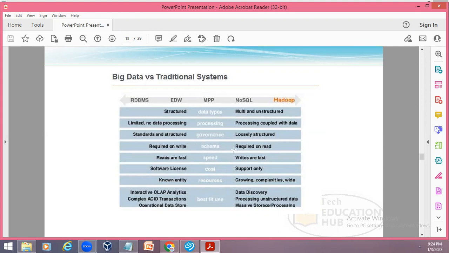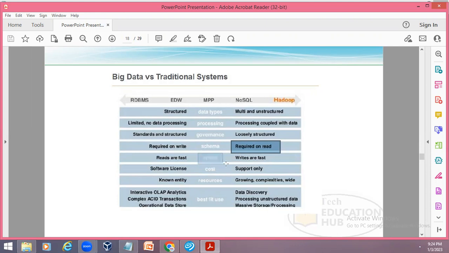Now the next is schema. So obviously we know in RDBMS, we require the schema for writing and reading. For both, we require the schema, correct? But in the Hadoop system, for writing, we do not require the schema. It's not mandatory for writing. But for reading, we require the schema.